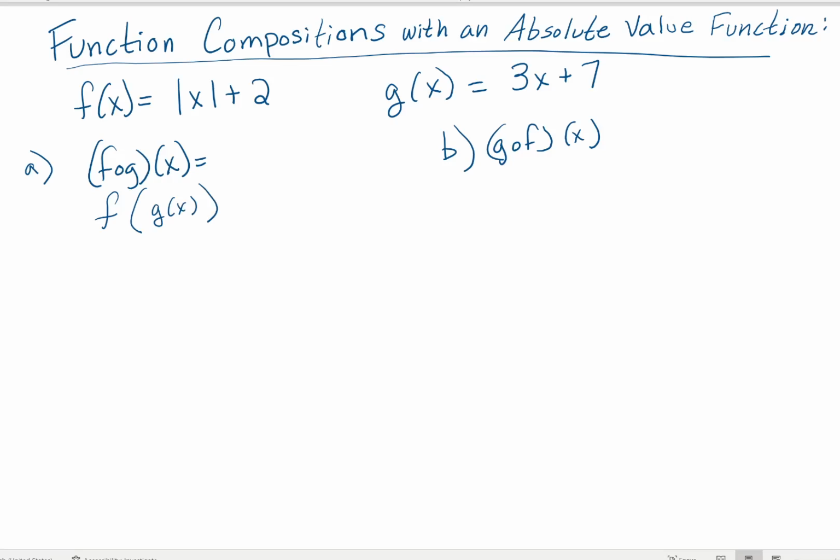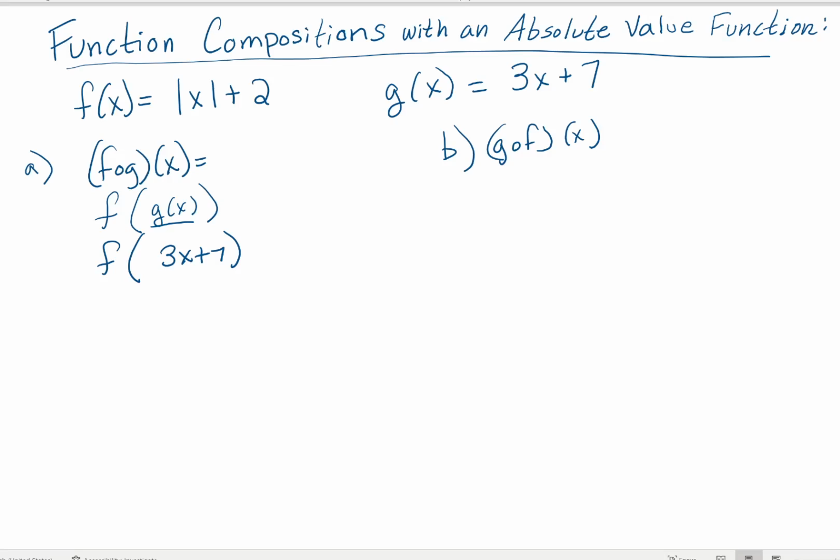And remember, when we're doing function compositions, we're looking from the inside out. So our inside is g of x. Let's replace that g of x with what we know g of x to be. So this would be f of 3x plus 7. Now, this is telling us to take 3x plus 7 and substitute that into f of x.